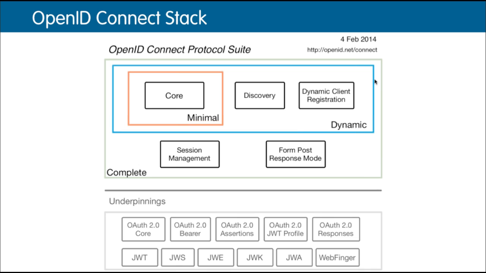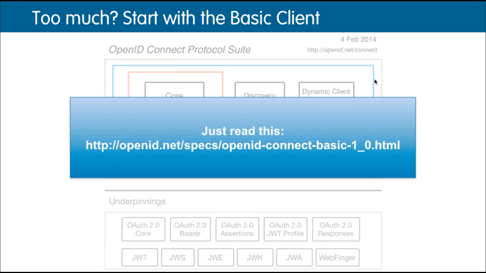So if you're really into specs, if you really enjoy canonical versions of things, and your shoulds and your musts and your mays all make sense to you, go and read all of this stuff. For the vast majority of you, you're not going to do that. You're probably going to start with a basic client. If you just read one thing in the spec, start with a basic client. This gives you all of the pieces you need to really get going if you want to roll your own.